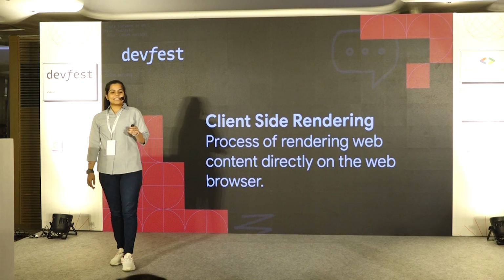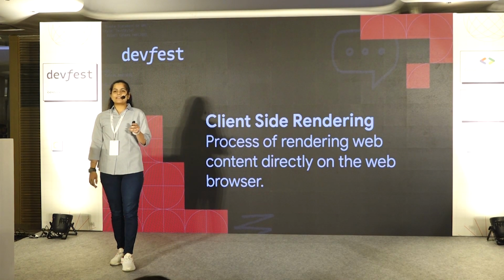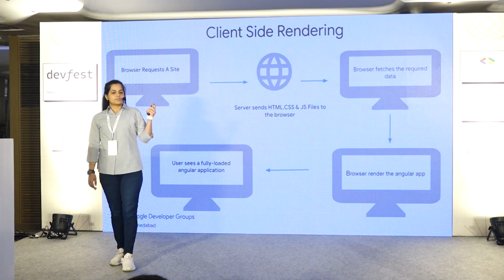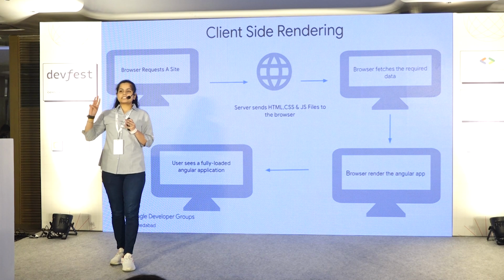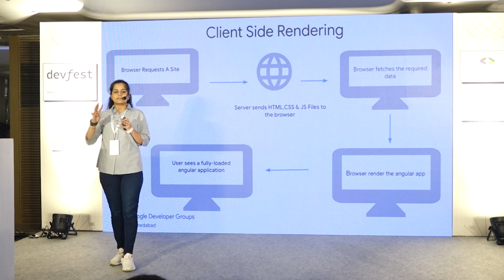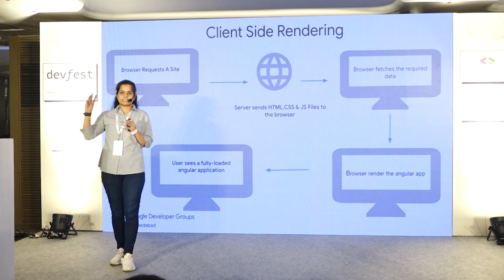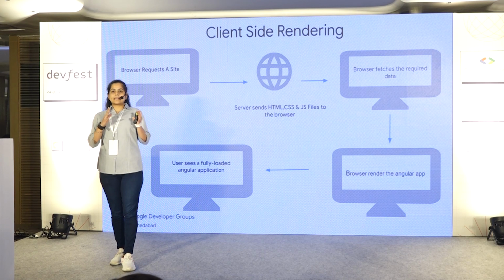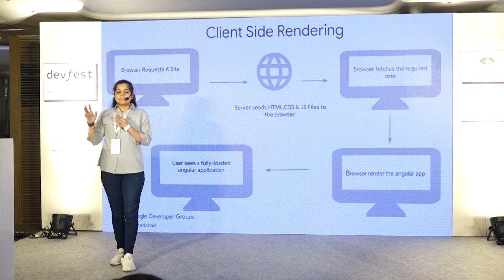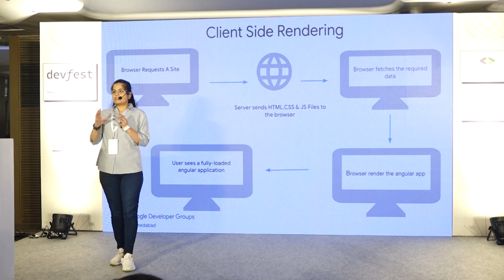Now, client-side rendering is the process of rendering web applications directly in the web browser. You can see this block diagram. What happens is, first the browser requests the website, and then the three major files from our source code. For web apps, the three major source files are the HTML file, CSS file, and the JavaScript file. The moment the browser requests a site, the server sends these files to the browser. Then the browser fetches all the required information and works on rendering the application. So this is how client-side rendering works.